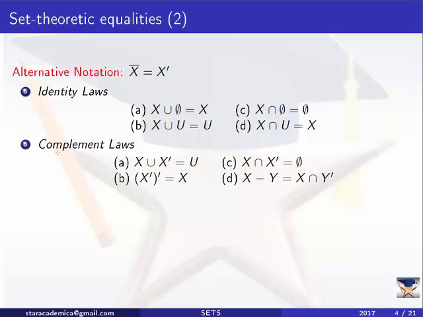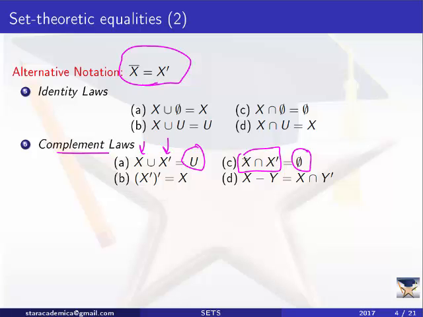Okay. Complement laws. If we unite X with its complement, we get the universal set. If we intersect X with its complement, we get the empty set. Why? Because X and its complement are disjoint. They have nothing in common. If we take the complement of the complement of X, again we apply the complement, so we get X back.